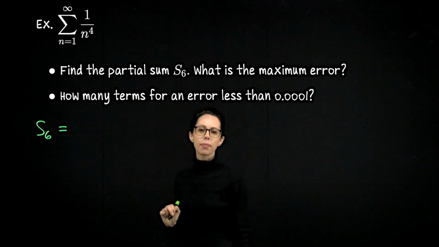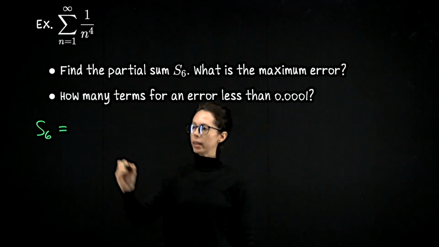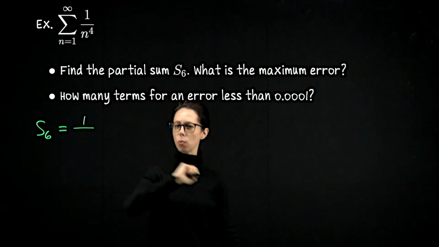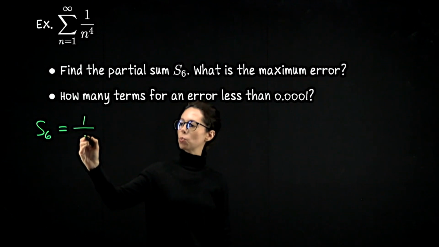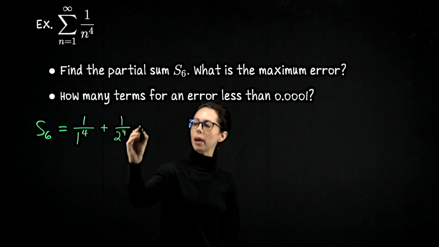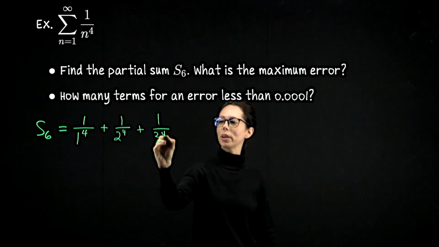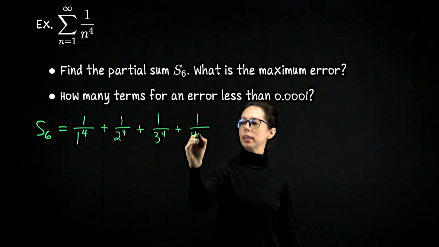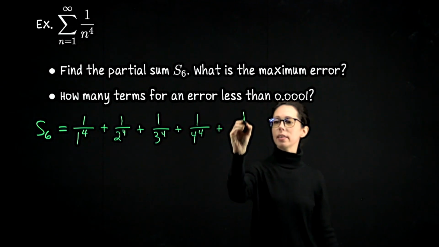That's going to be the sum of the first 6 terms. I'll write it out so that we can focus on what changes and what doesn't change with a p-series. So this is 1 over 1 to the 4th power plus 1 over 2 to the 4th power. It's 1 over 3 to the 4th power. Just be careful with the p-series that you are changing the base, not the exponent.